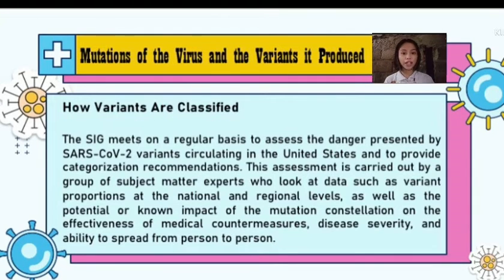So, how are variants classified? The SIG meets on a regular basis to assess the danger presented by SARS-CoV-2 variants circulating in the United States and to provide categorization recommendations. This assessment is carried out by a group of subject matter experts who look at data such as variant proportions at the national and regional levels.